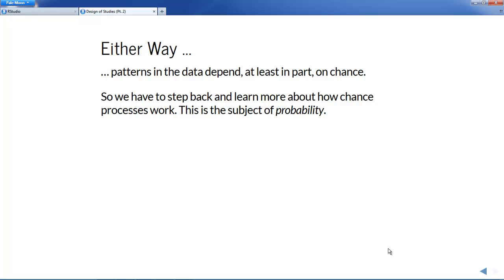So it's really high time that we step back and learn more about how chance processes work. This is the subject of probability, and it's going to take up the next chapter of the course.